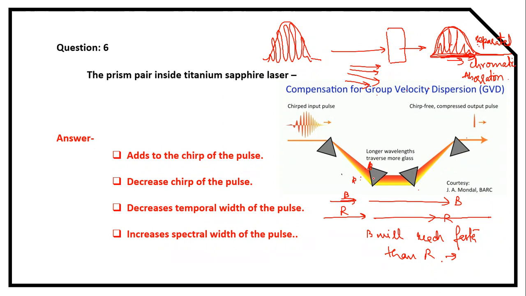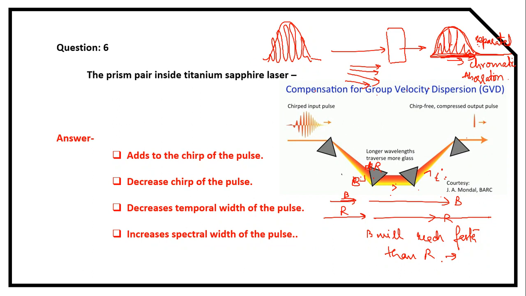Now see, since its velocity is higher for one and slower for the other, what you want to do is, this blue portion, you will ask it to run through a longer path, and this travels through a shorter path. Consequently, both will reach the final point at the same time, and therefore in this way, you will get a sharp chirp free pulse as the output.